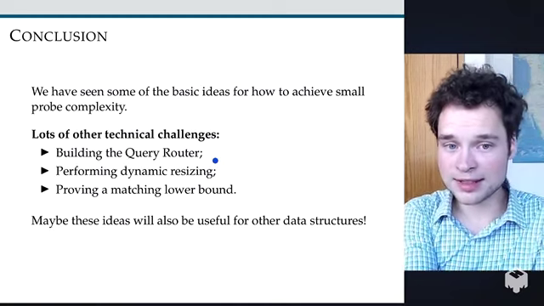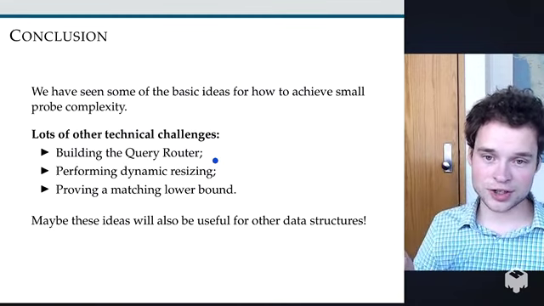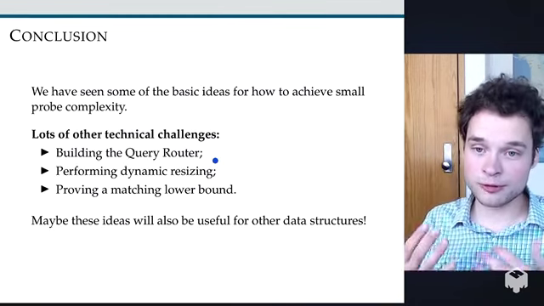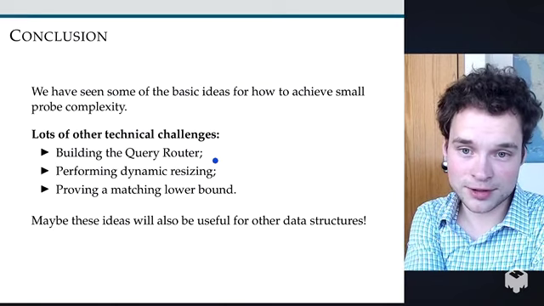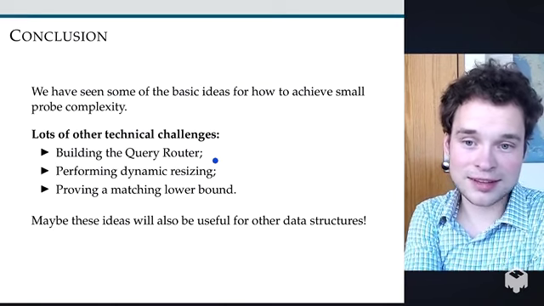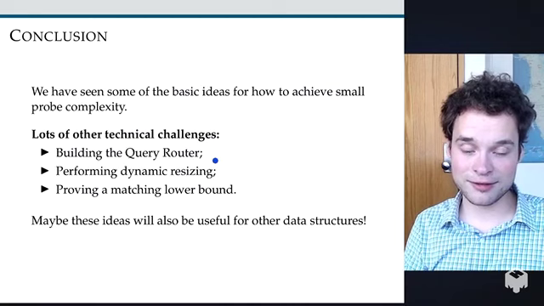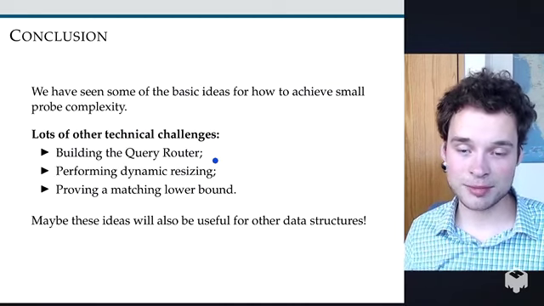One of my hopes is that the ideas that show up in this data structure will also be useful for other related data structures problems. So if you're interested in this kind of thing, feel free to take a look at our paper, and I'd also be happy to chat.